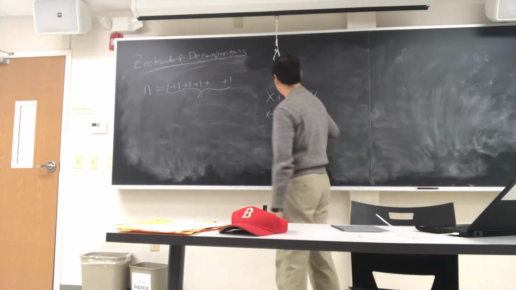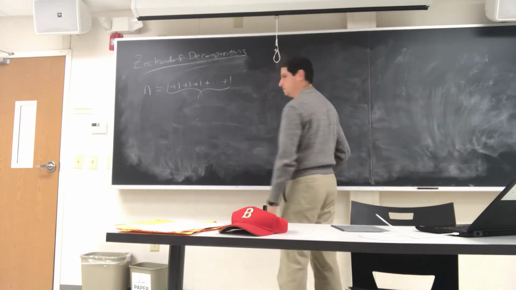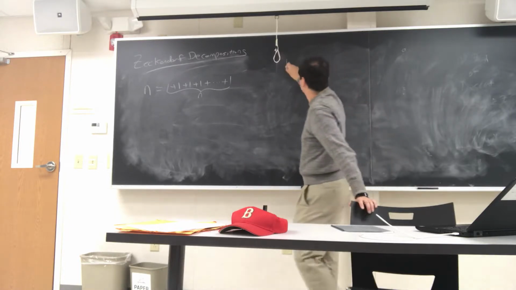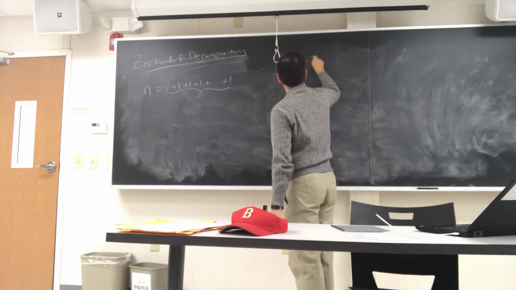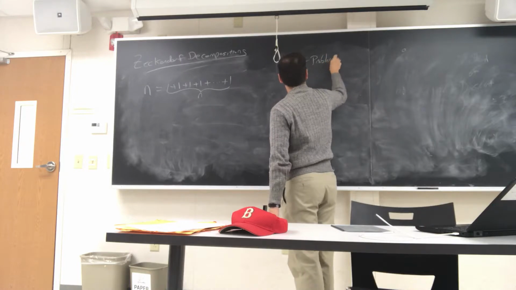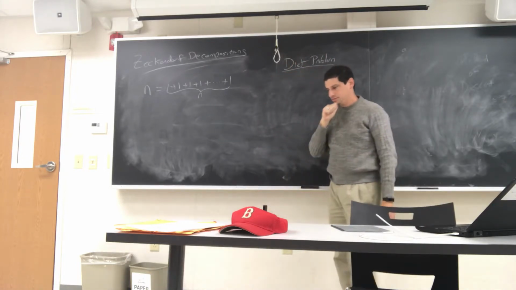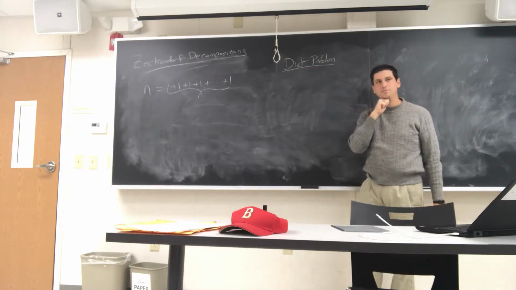One of the most famous linear programming problems is the diet problem. And so the diet problem is the following. I need 2 types of food.